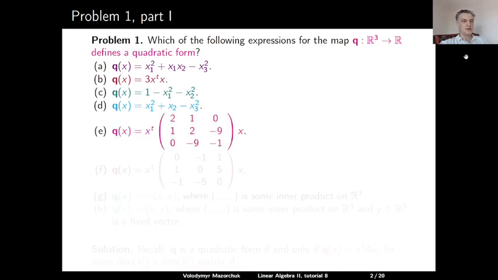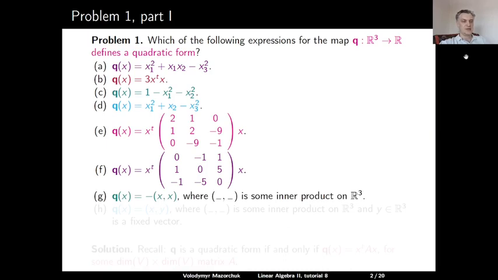E. Q of x is equal to x transposed times the matrix 2, 1, 0, 1, 2, minus 9, 0, minus 9, minus 1 times x. F. Q of x is equal to x transposed times the matrix 0, minus 1, 1, 1, 0, 5, minus 1, minus 5, 0 times x.